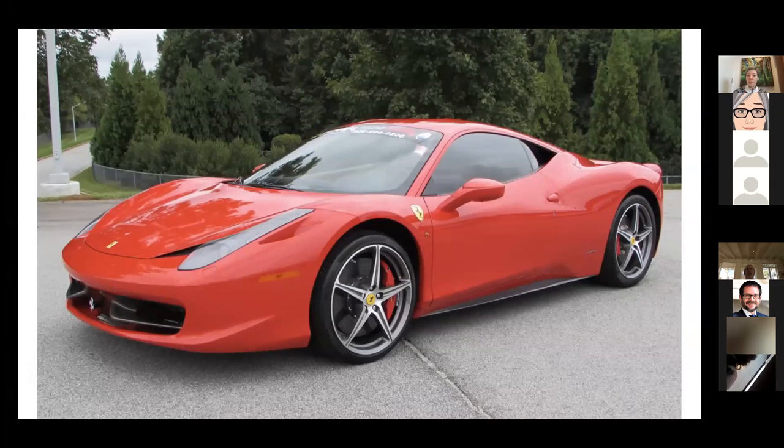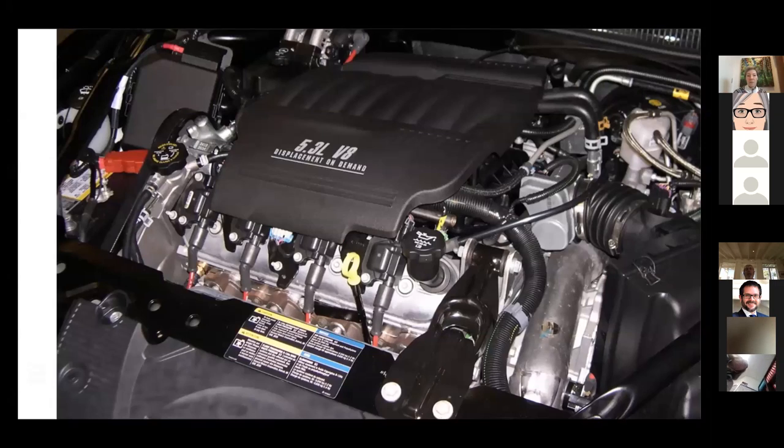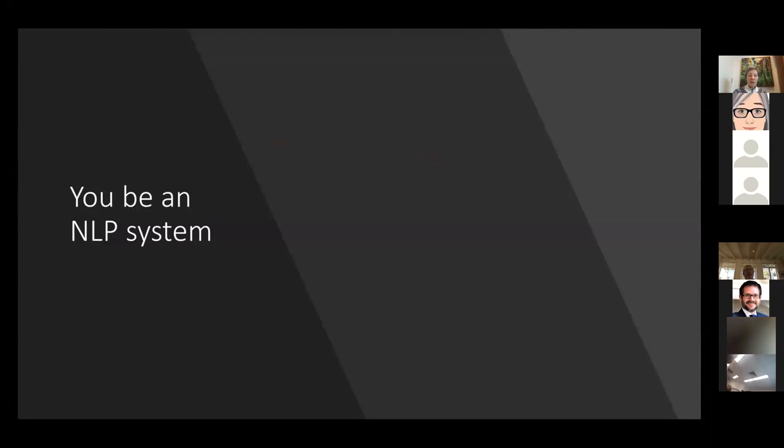And so natural language processing and AI are very sexy, like my favorite car. This is a 458 Italia Ferrari, beautiful, amazing. But we're going to look under the hood and see what's happening and what makes it work. So the first activity is I want you to be an NLP system.